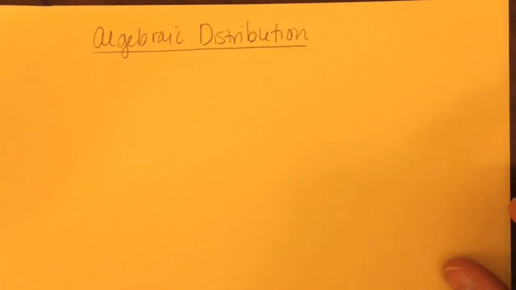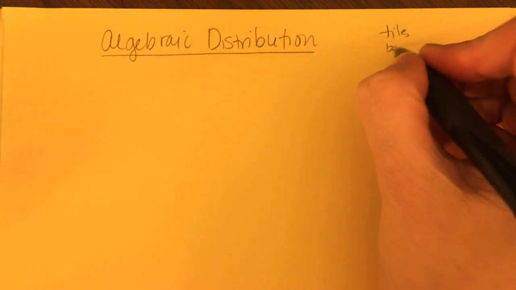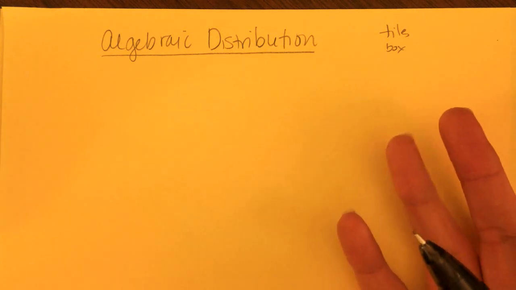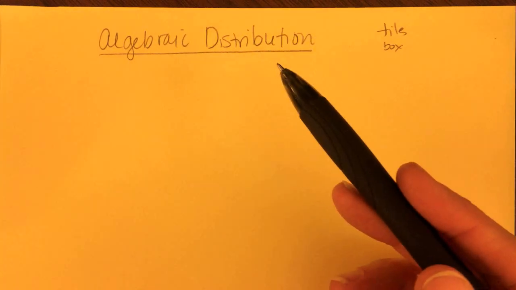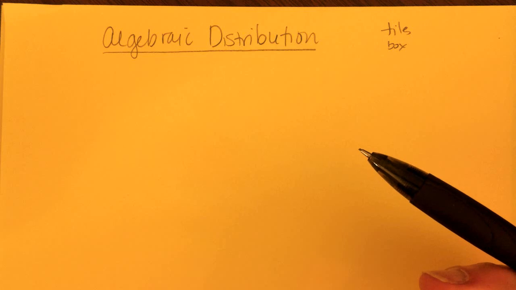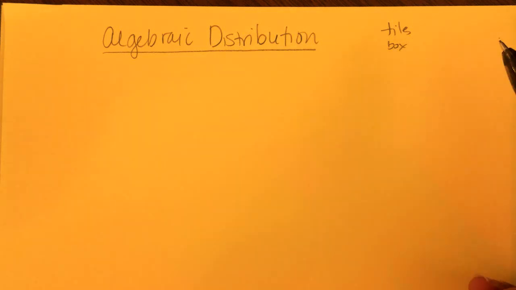All right, we've talked about two methods up until now. We've talked about tiles, which is modeling. We've talked about the box, which is an organized visual distribution, a visual representation of the tiles. Today I'm going to teach you the final method for multiplying. Well, there are others, but the final method we're going to learn this year is called algebraic distribution. So what that means is we're basically doing the box without the box.